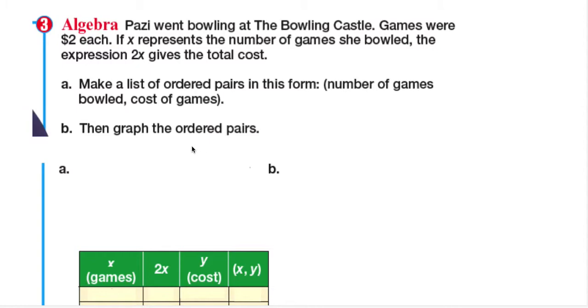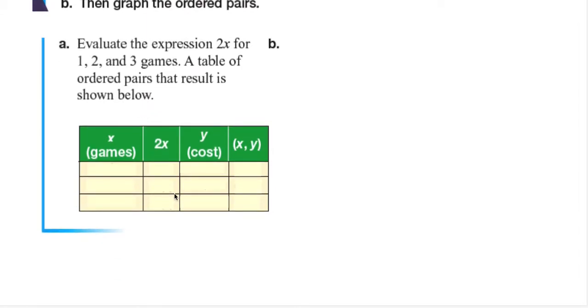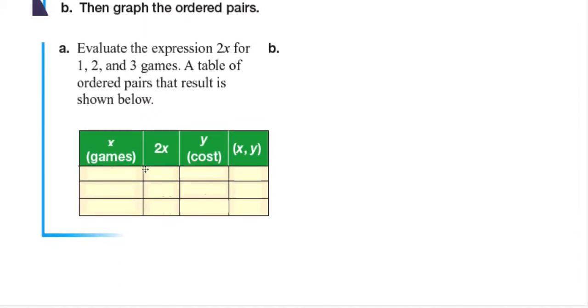Looking at letter A, the first thing we need to do is evaluate the expression 2X for 1, 2, and 3 games. So a table of ordered pairs, that is the result, is shown below. Let's say Patsy bowled 1 game. 2 times 1 is equal to 2. So therefore the cost is 2. Your ordered pair would be (1, 2).